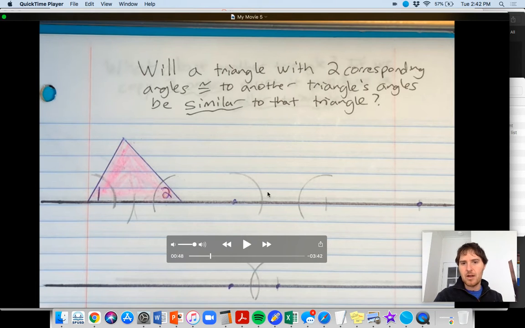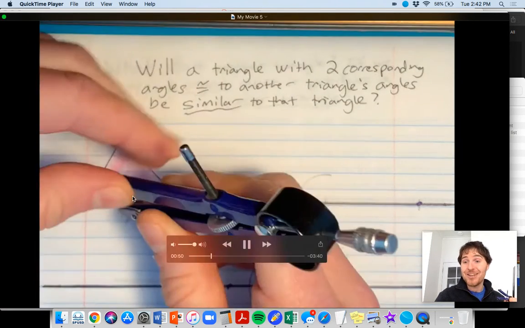Congruent here, congruent here. That means that from this point to here is going to be congruent to that segment. From this point to any other point along here is going to be the same distance as that segment. So in order to actually copy an angle, you create congruent triangles.